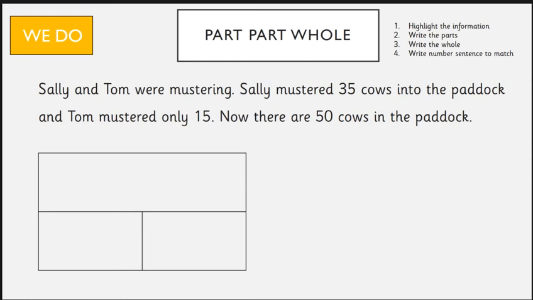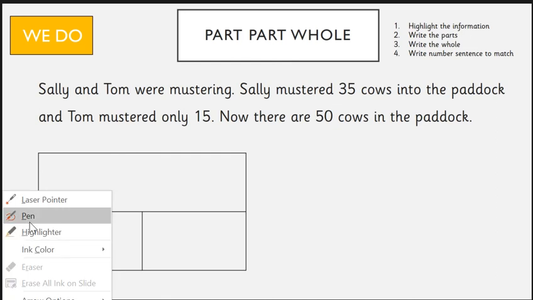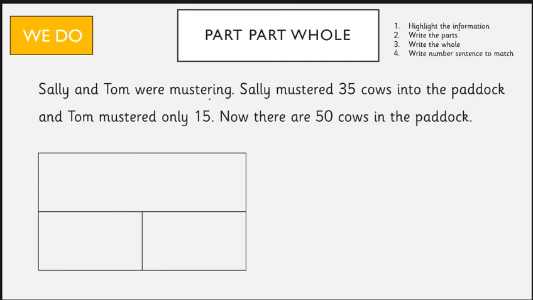Read along with me. Sally and Tom were mustering. Sally mustered 35 cows into the paddock, and Tom mustered only 15. Now there are 15 cows in the paddock. The first thing that I need to do is to highlight my information. 35 cows, 15 cows, and 50 cows. This is the important information in my number story.